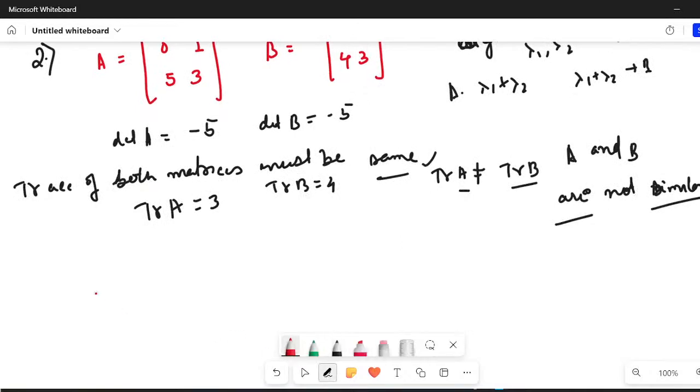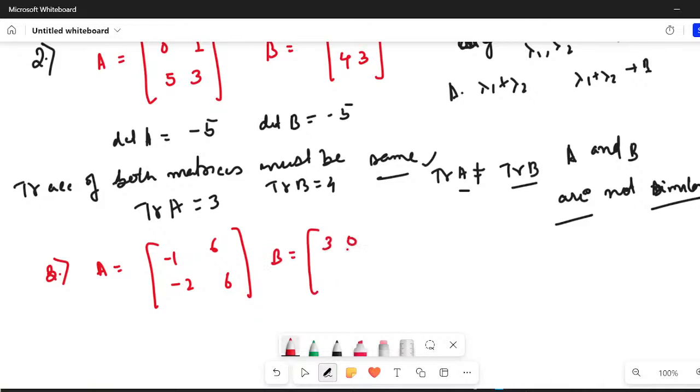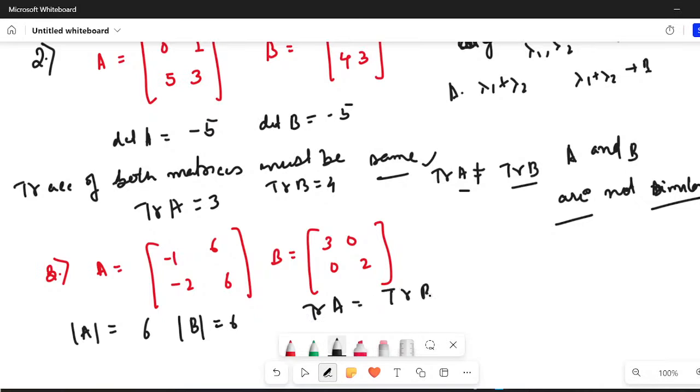What do you think about this matrix? Let us say A is equal to minus 1, 6, minus 2, and 6, and then you have this B matrix given by 3, 0, 0, 2. Now here, let us first try to take the determinant. What would be the determinant of A? I think 6. What would be the determinant of B? It is also 6. So the determinant is the same. In fact, you can see the traces are also the same. So trace A is equal to trace B.